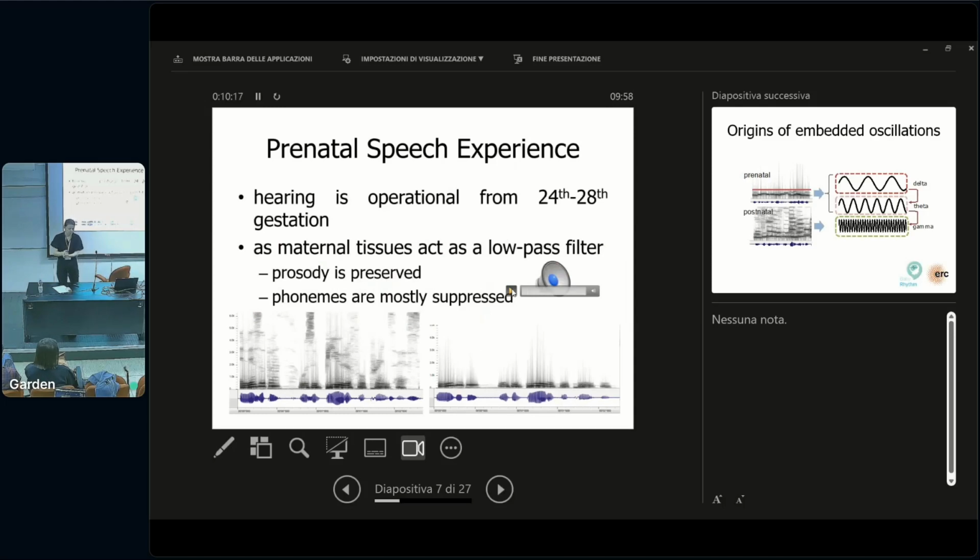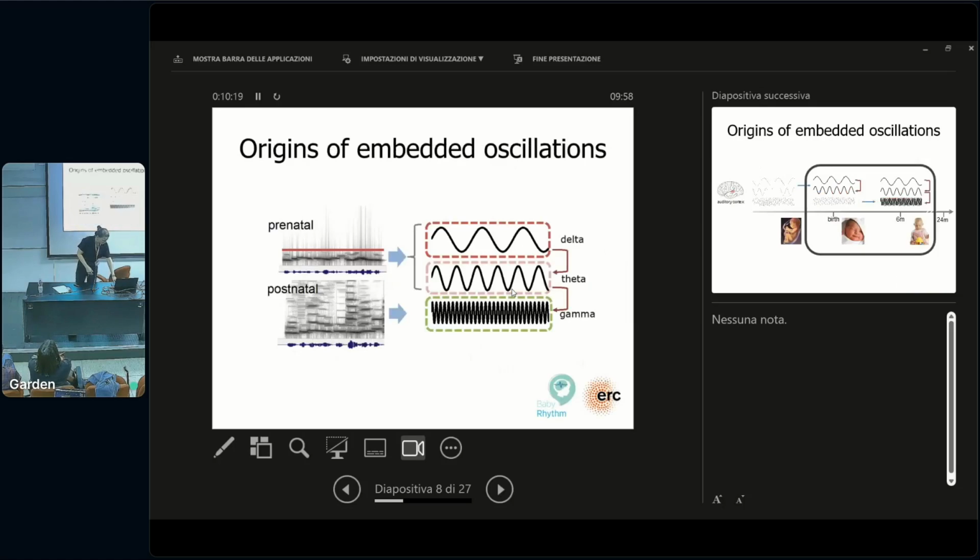So the temporal information. And so in a larger project, we are investigating a specific hypothesis, namely that the chronology of infants' experience with speech, first the prenatal low pass filter, then postnatal full band, will actually be the cause of the embedding of the oscillations.